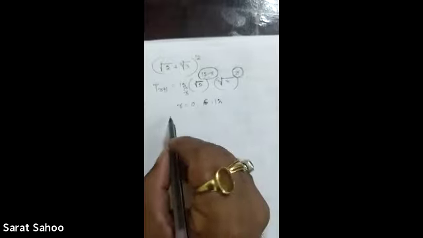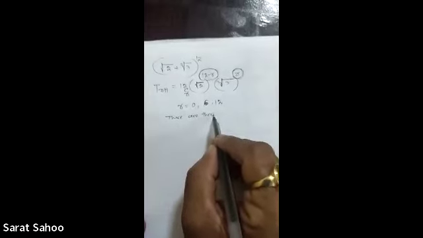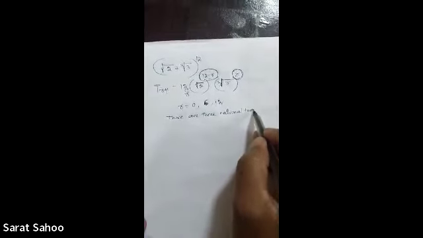So there are three rational terms. So is it clear now? Karishma? Rajashree, is it clear? Okay.